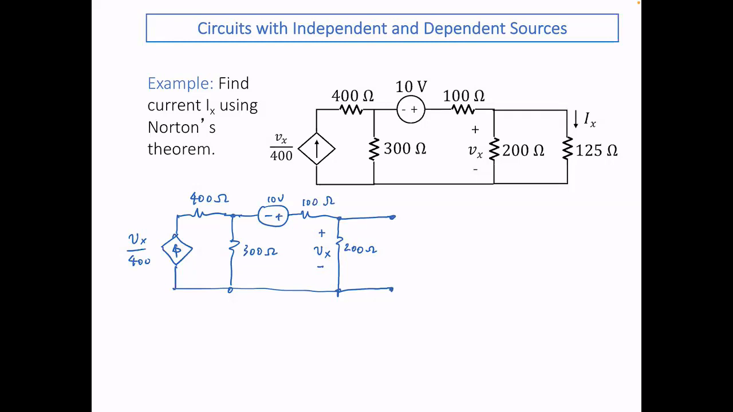Okay, I'm supposed to use Norton's theorem. So I'm supposed to get the short circuit current that will flow here. No? This is I short circuit, which is also equal to my Norton current. Okay. So how do you determine now this short circuit current?